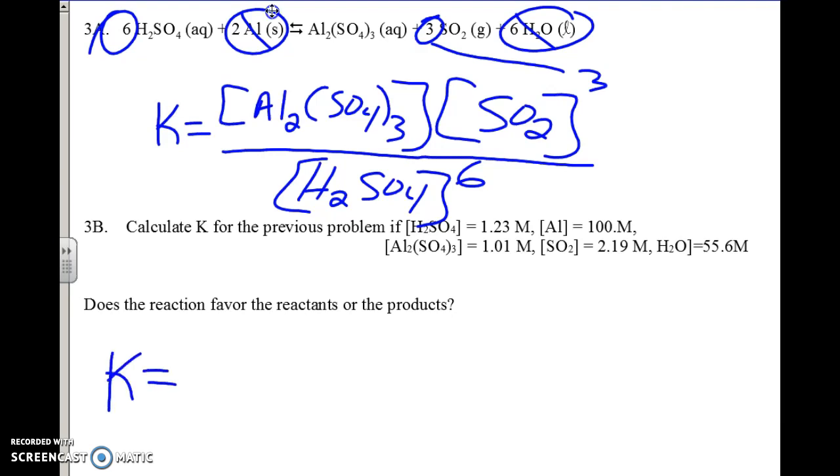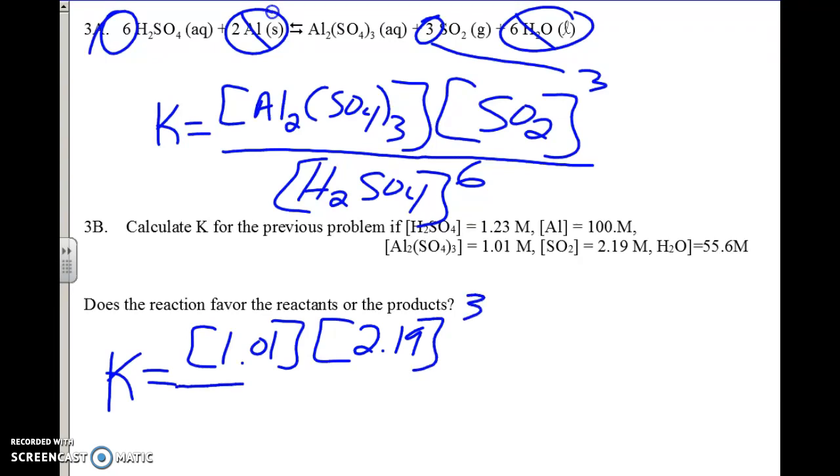Hopefully you did pause the program. So for aluminum sulfate, that concentration is 1.01, and there's no exponent up there to worry about. And SO2, sulfur dioxide, that is 2.19. And if we look, it goes to the third power. On the bottom, H2SO4 is 1.23, and its exponent is a 6. So please pause the program and see if you can crunch that number yourself, and then we'll check it up here.